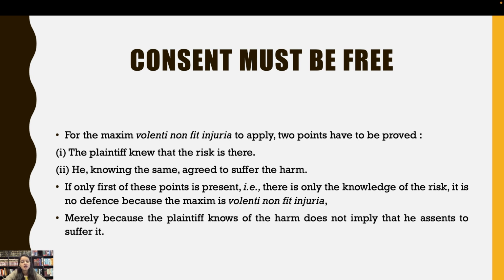Now, for the maxim volenti non fit injuria to apply, two points have to be proved. There are two essential elements which need to be proved. The person knew that the risk is there, and knowing the same, he agreed to suffer the harm. Mere knowledge of the risk does not result in the application of the defense of volenti non fit injuria. Merely because the plaintiff knows the harm does not imply he assents to suffer it.